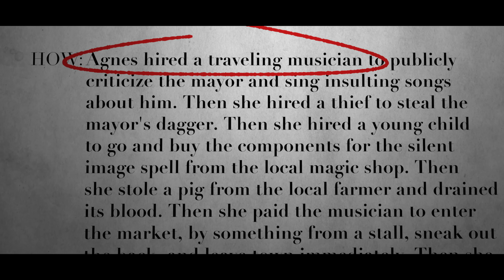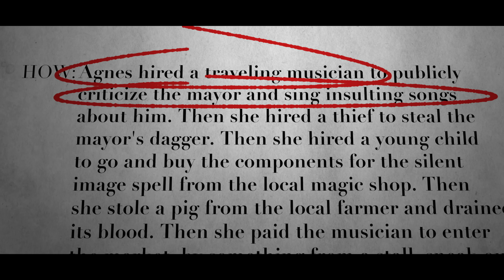Agnes hired a traveling musician would be one. To publicly criticize the mayor would be another. Go through the whole answer, circling all the elements. Then write out each circled element, and anytime the perpetrator is referenced, replace it with someone. Now you should have a bunch of someone action statements.